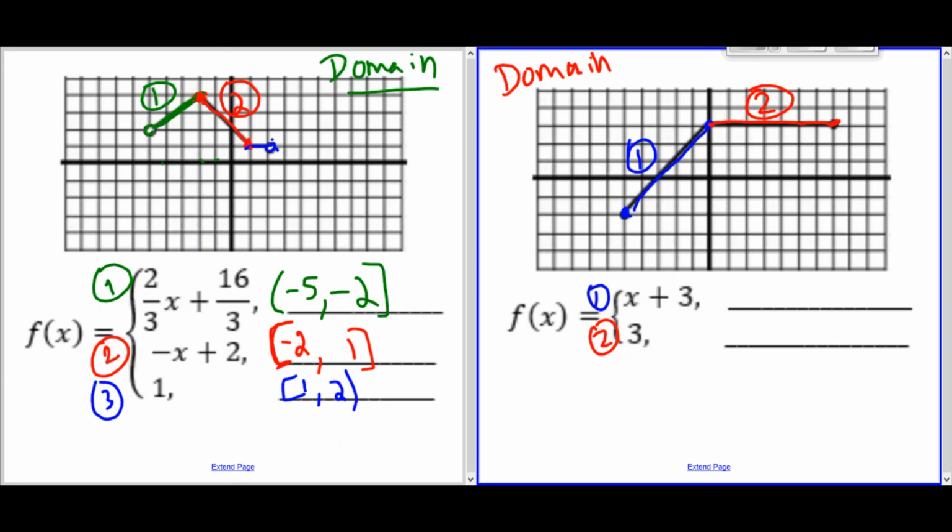So the domain, that's just your x's, how far left and right. This goes as far left as -5, and that's a closed circle. And then the blue goes all the way up until here, so that's up until 0. And we'll include that. The red function, f of x equals 3, starts at 0. So I'll put 0, and then it will go all the way to 7. So that's what that one would look like.